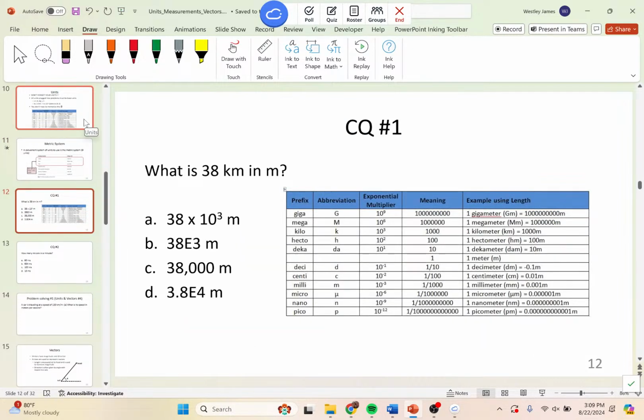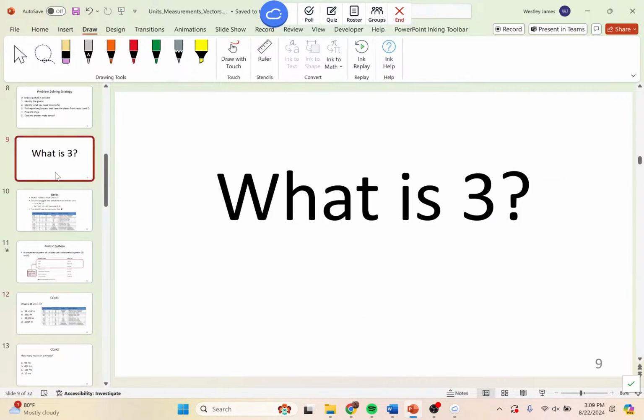Oh, did we do this problem? No, I don't think we did. All right, we ended with what is 3. Actually, I said we did the metric system, but we didn't really get too much of anything. We talked about the problem solving process. All right, great. Spend 30 seconds. What is 3? Come up with something in your head. What is 3? Just think about it.